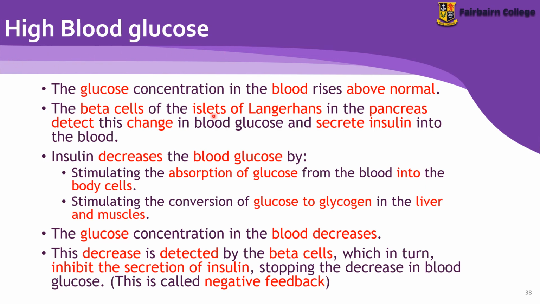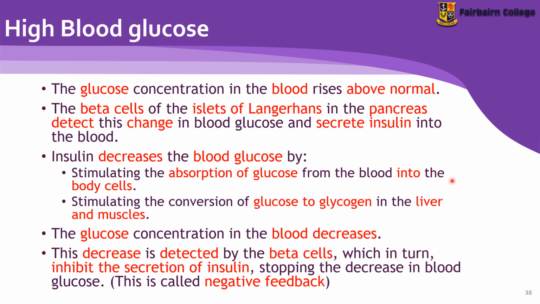When the glucose in the blood rises above normal, the beta cells of the islets of Langerhans of the pancreas detect this change in blood glucose. As a result, the beta cells will secrete a hormone called insulin into the blood. The blood will then travel via the circulatory system to various parts of the body. It will decrease the blood glucose in two ways.